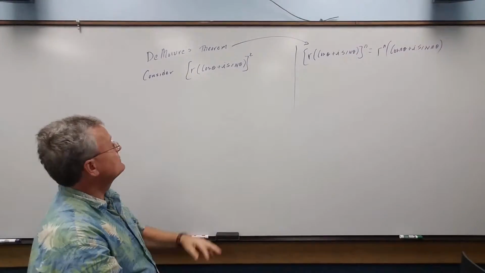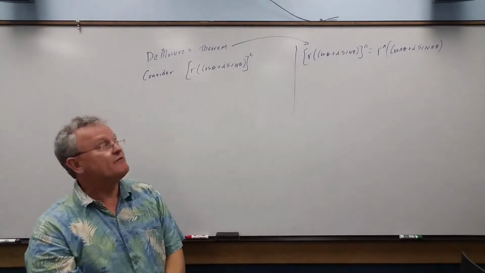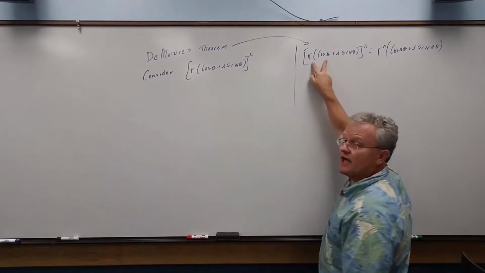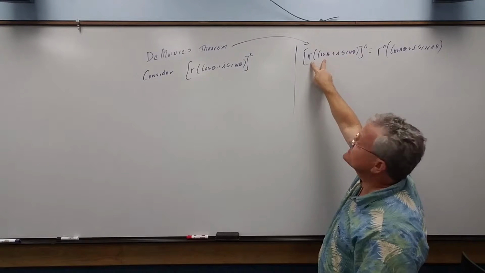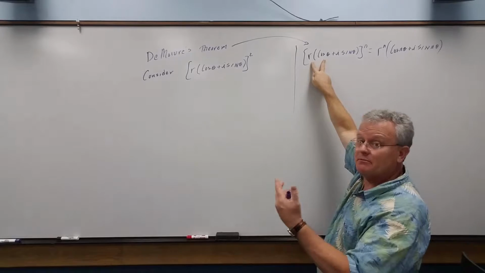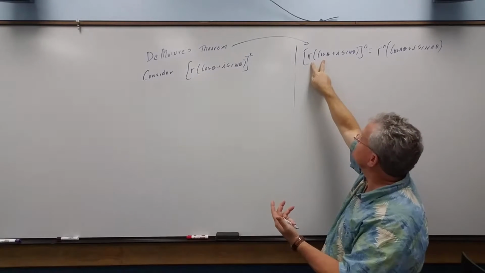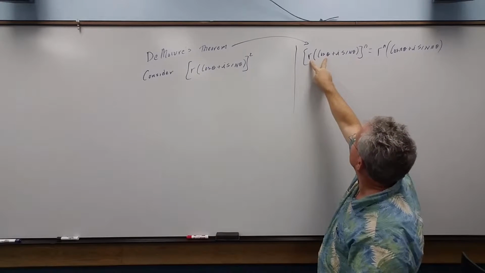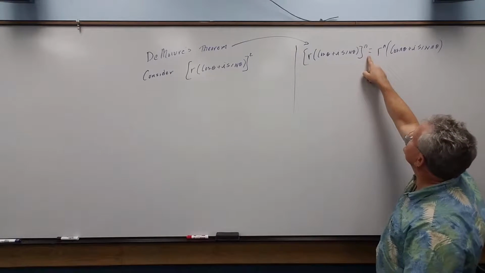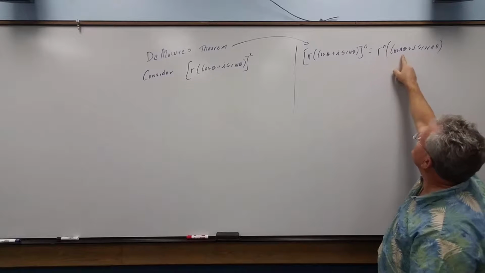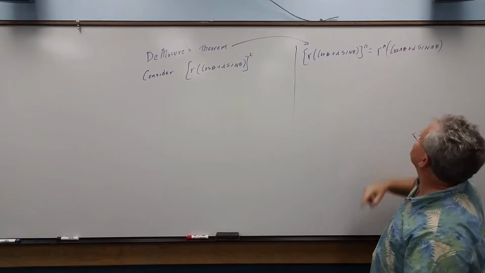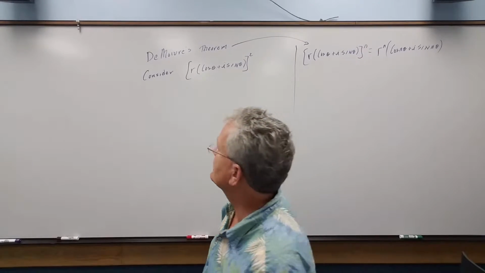All right, so here we're going to take a look at where DeMoivre's theorem comes from. DeMoivre's theorem says if we have a complex number in trig form, and this is one reason why we need to be able to write complex numbers in trig form, if we have a complex number raised to any power n, what is that equivalent to? It's equivalent to r to the n times the cosine of n theta plus i sine n theta. But why does that work that way?